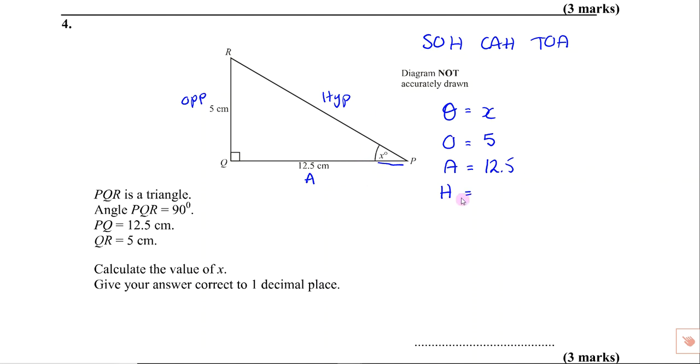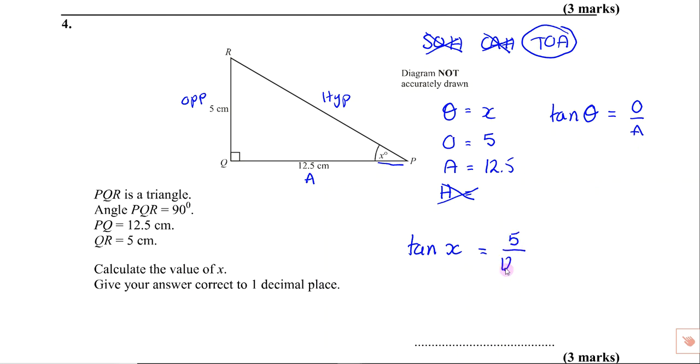Yes. Okay. I'm going to cross out my h then. So which ratio am I going to use? Nothing with a h in. So I know I'm going to use tan theta equals opposite over adjacent. So when I put that in, I've got tan of x equals 5 over 12.5.